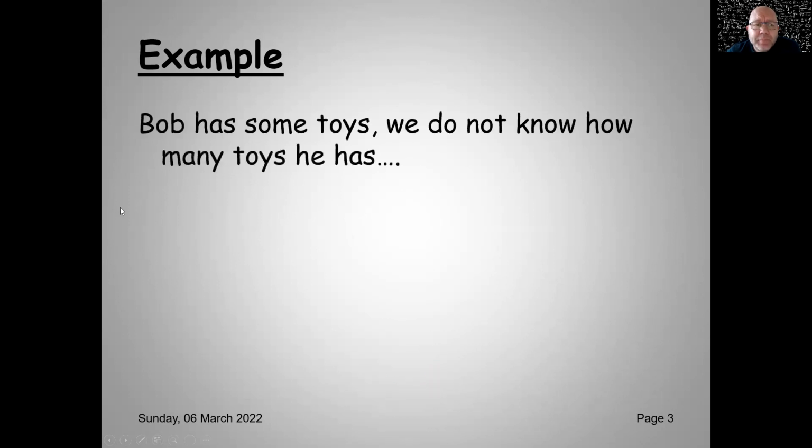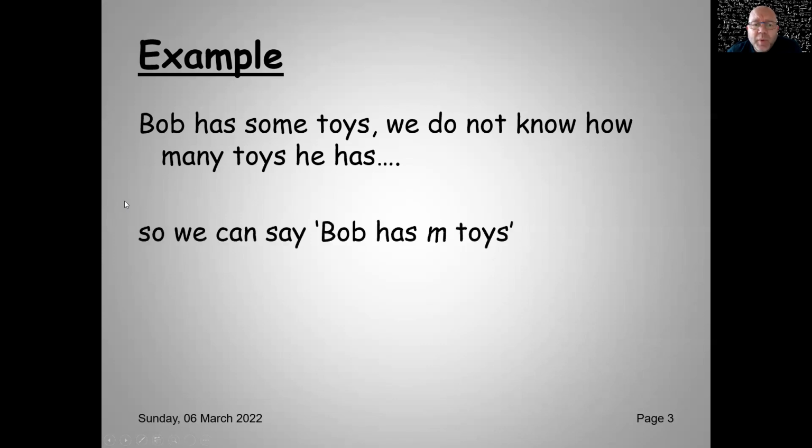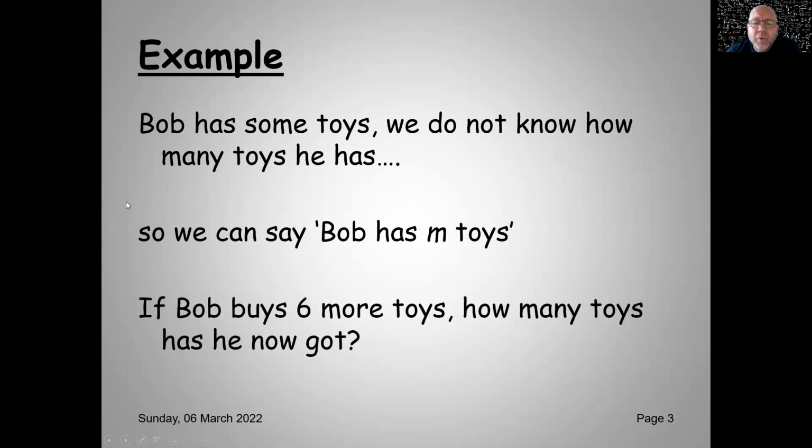Another example might be that Bob's got some toys. Again, we don't know how many he's got, but we're going to say he's got M toys. This unknown number is M. Now, if Bob gets 6 more toys, then we can say in an algebraic equation that he has M, that original number, plus 6.